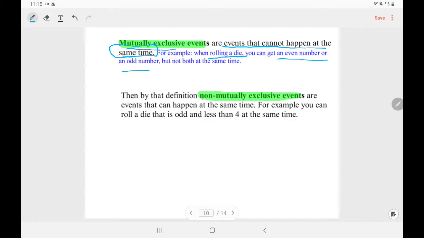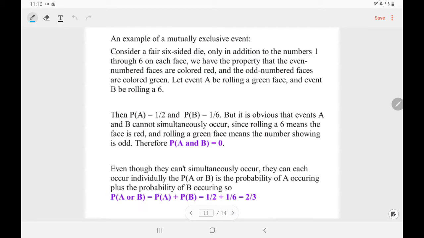By definition, non-mutually exclusive events are things that can happen at the same time. For example, if I roll a die and it's odd, it can also be less than 4 at the same time. So two things can happen at the same time.